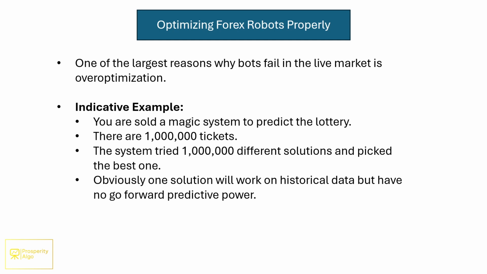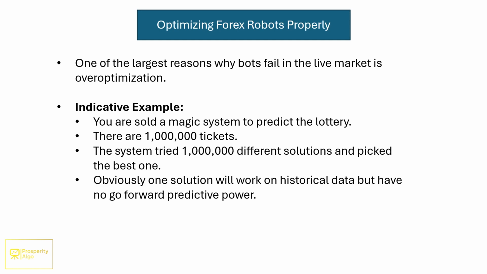today. So, one of the biggest reasons why Forex robots fail when being deployed in the live markets is that they're massively over-optimized during backtests, and they don't actually have any predictive power or any edge going forward. I think the best way of describing this is to use an example of a system to predict the lottery.